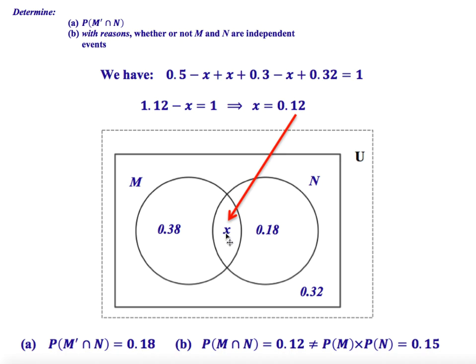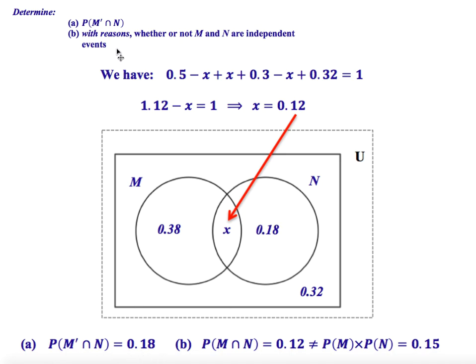Well, if that's 0.12, 0.5 minus that gives you the balance of 0.38. And again, 0.3 minus that gives you this balance here. So now you've got everything you need to try to answer some questions. So what's the probability of not M intersect N? Well, the not of M would be everything outside of M. And as it intersects with just N itself, you're going to pick up just this piece here. So that already answers that question for you directly.